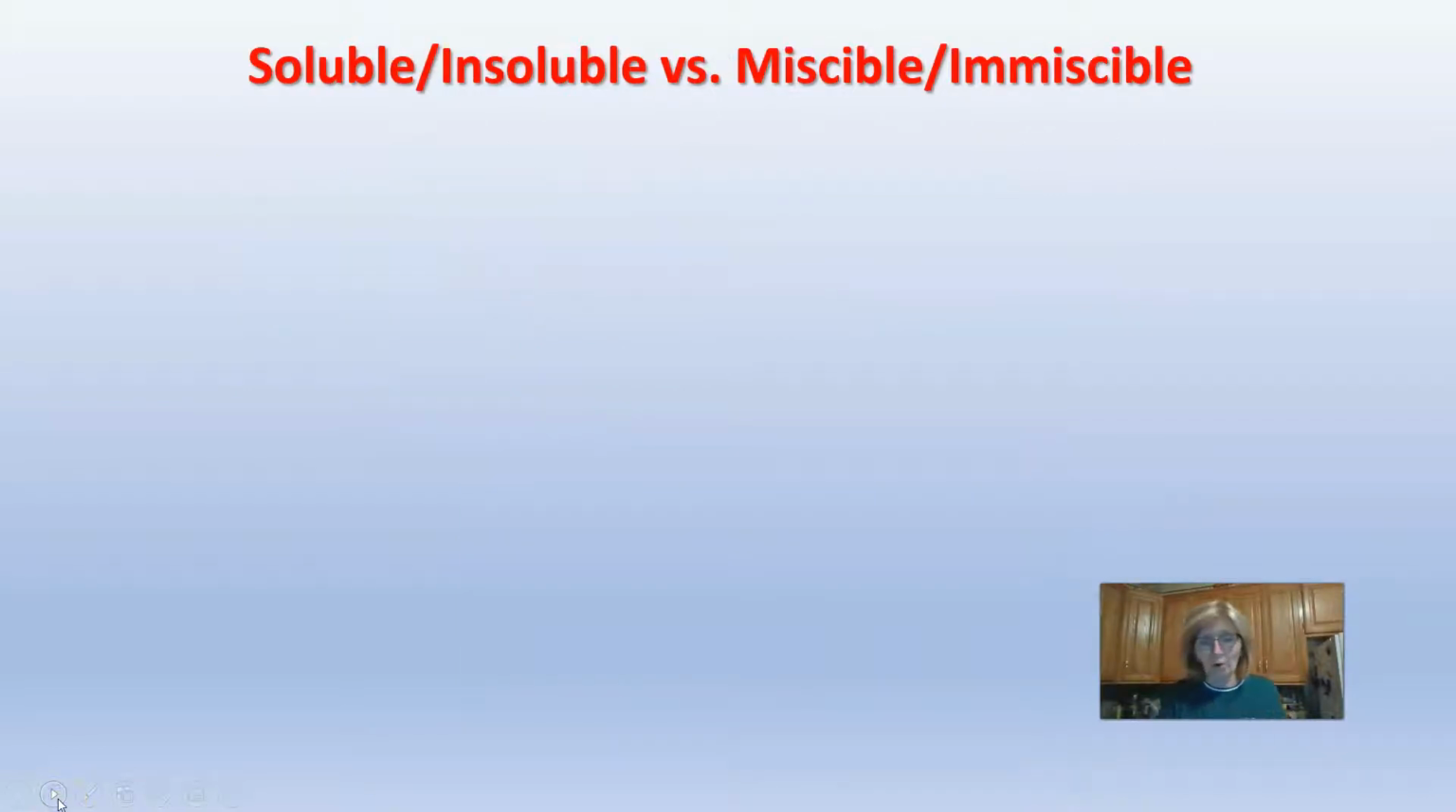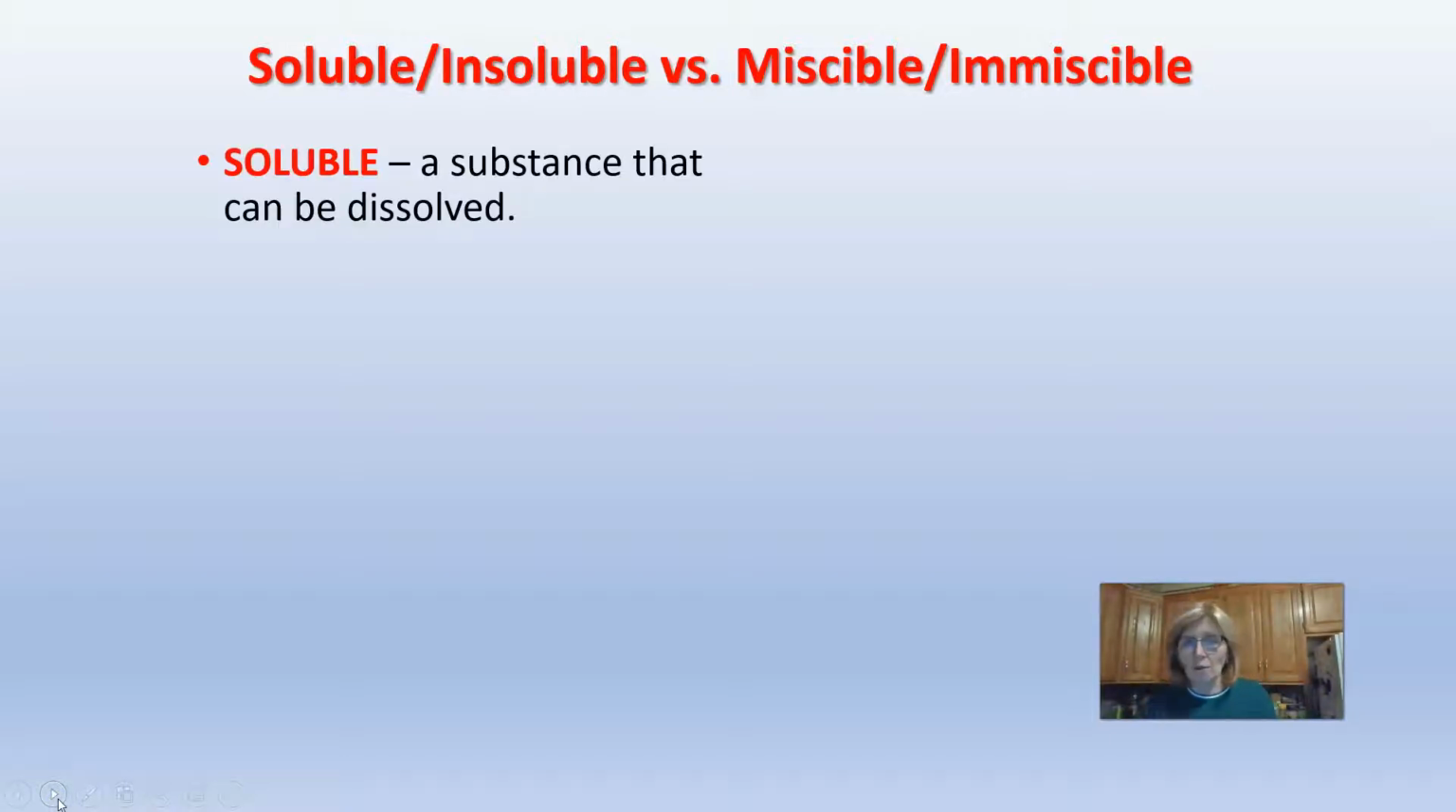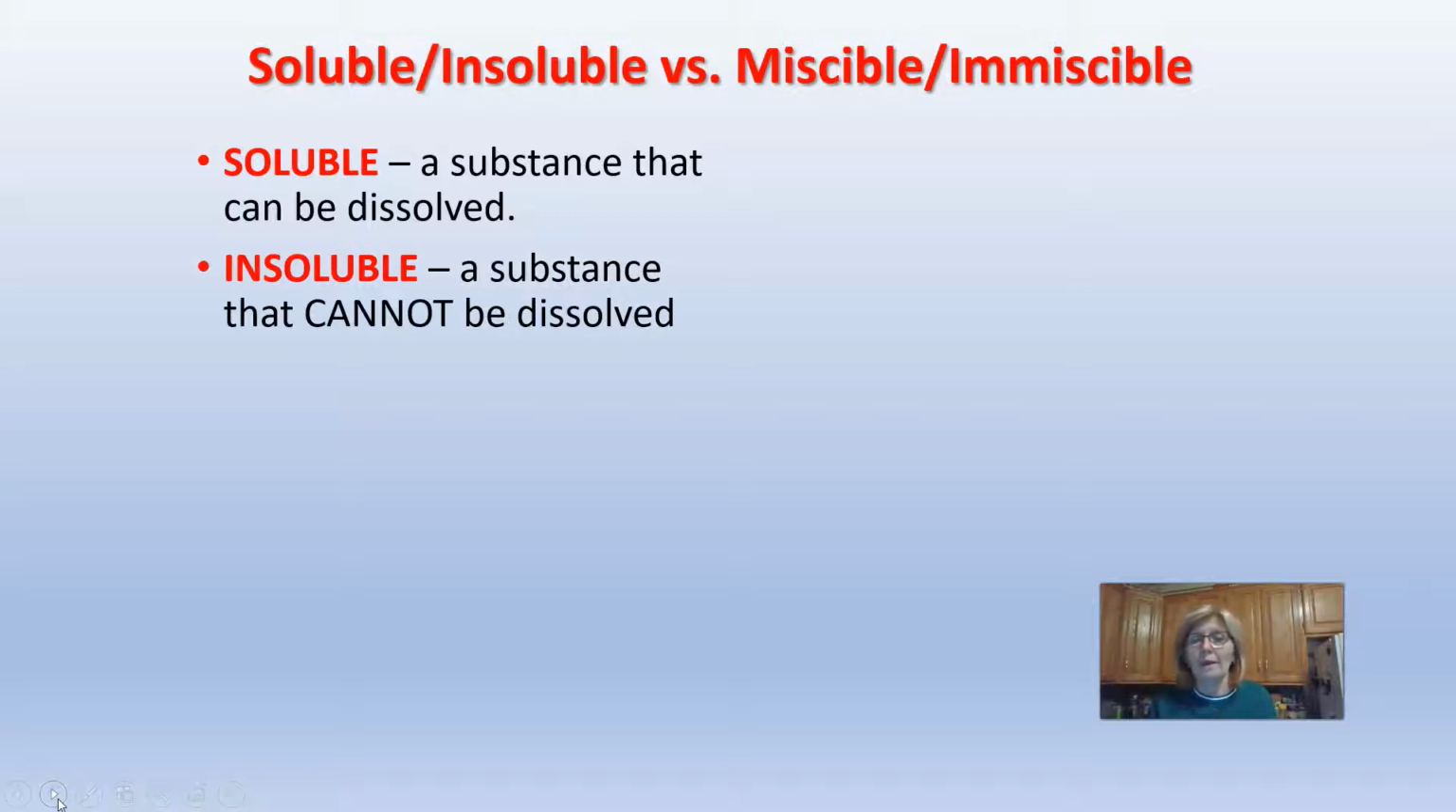Okay, so now this is where we get into some weird stuff. This is called soluble, insoluble, miscible, immiscible. So let's go through all these words. Soluble is a substance that can be completely dissolved. So if I can dissolve something, if I can pretty much make it disappear, that is called soluble. And insoluble is something that just cannot be dissolved. It's not going to go away. It's not going to break up.